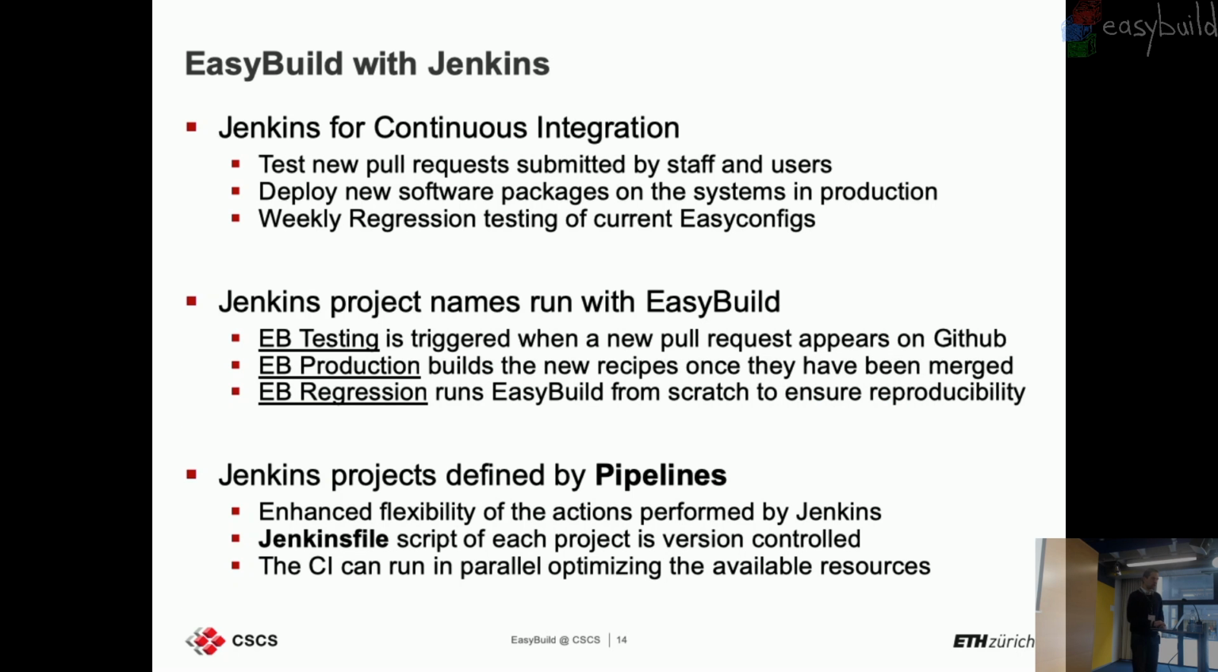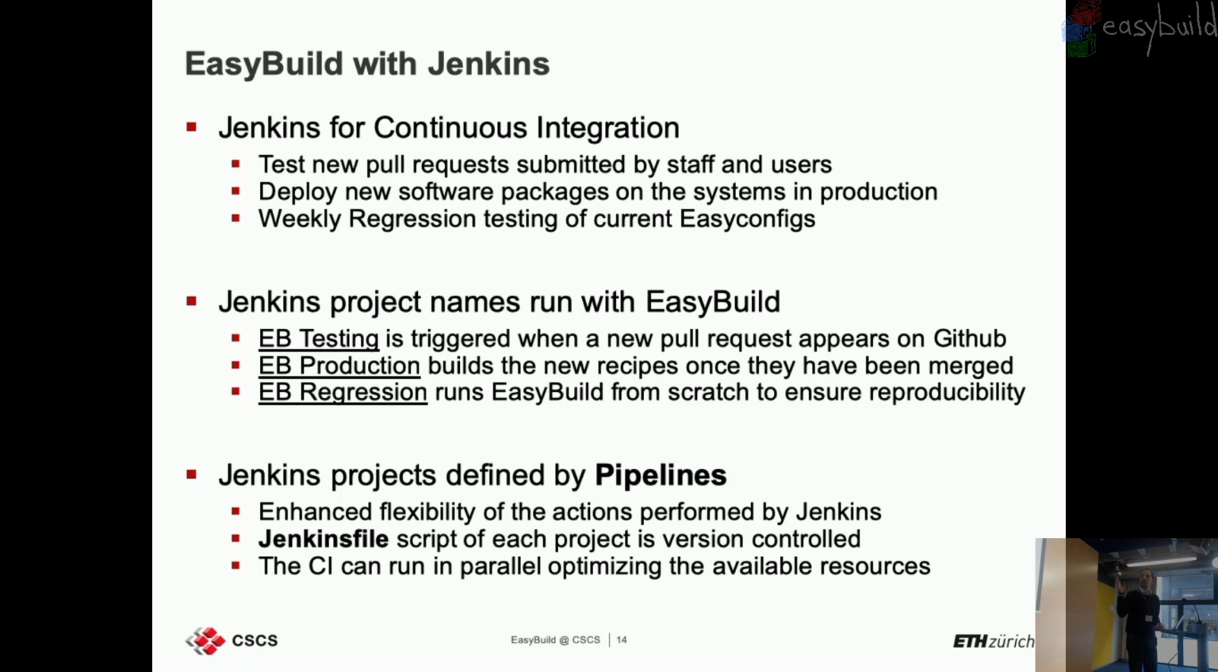And that's done through Jenkins, the Jenkins service that has been in place for a while, since 2016, and then implemented with pipelines in the past 2 years. So we use it for continuous integration of our software recipes with the production system. So we test the pull requests submitted either by CSCS staff or by users that could submit to our GitHub production project. And then once the requests are merged, they are deployed, so installed directly on the systems in production. We have also in place a weekly regression test in order to check for reproducibility.